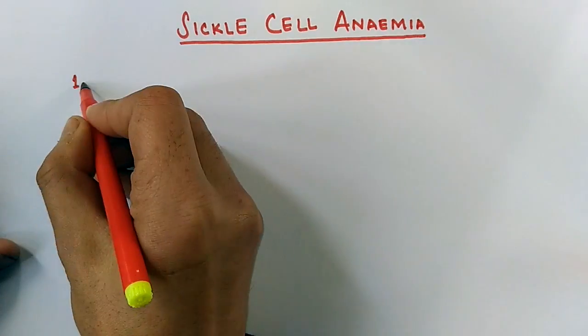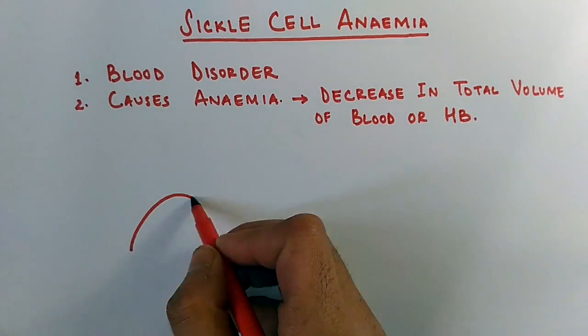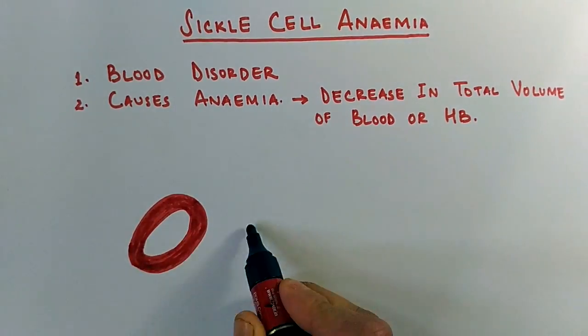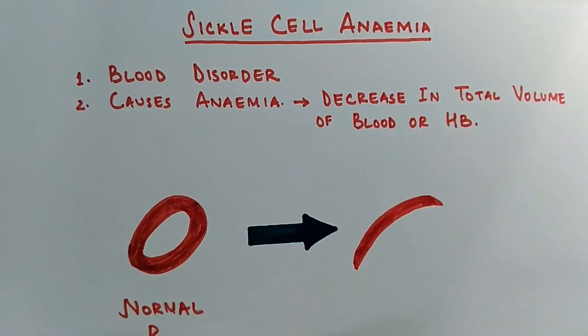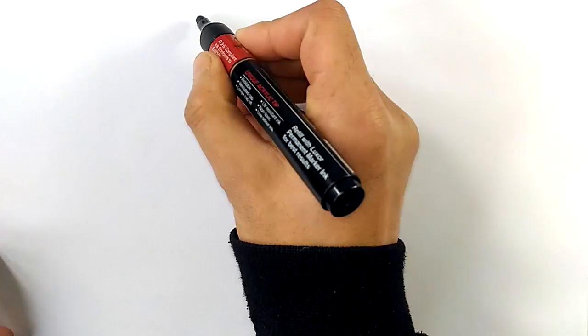The sickle cell disease is also called anemia because it's the decrease in the total amount of blood or hemoglobin. Here in this diagram, you can see the red blood cell transforms its shape into sickle cell-like, so-called sickle cell anemia also. Now let's see the genetics of it.